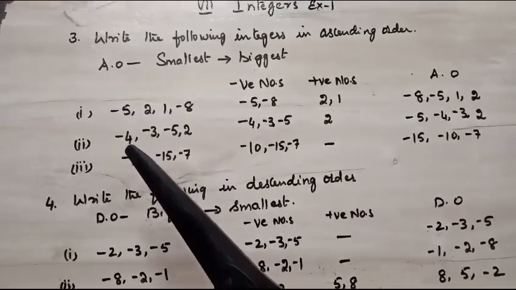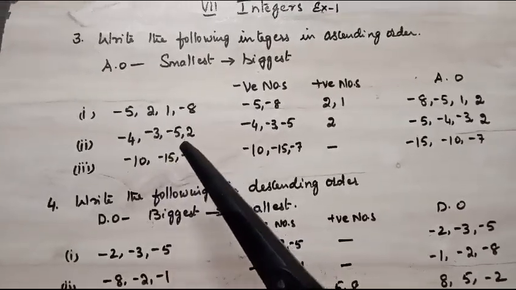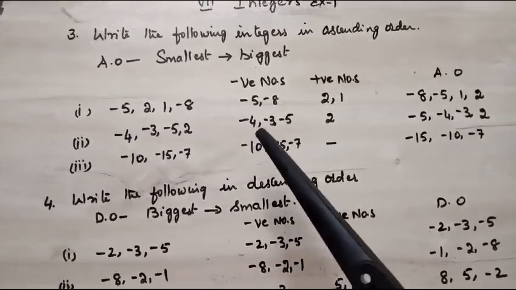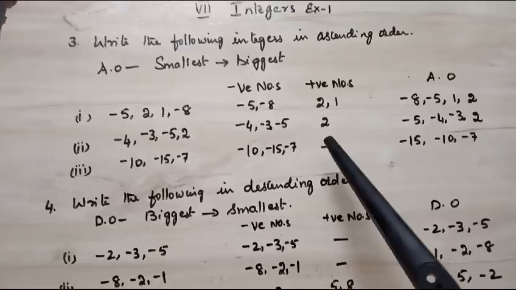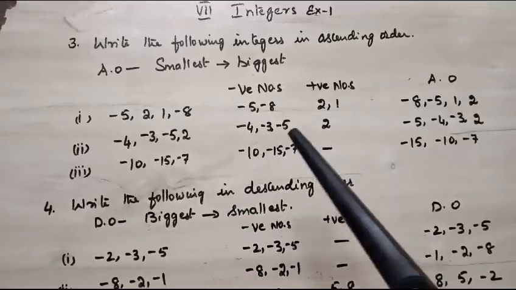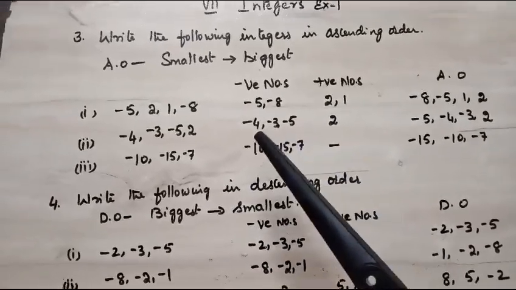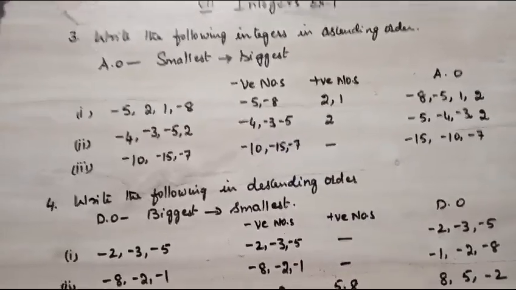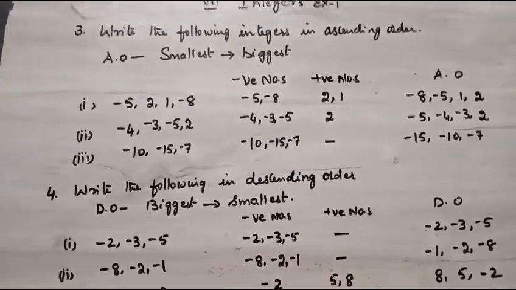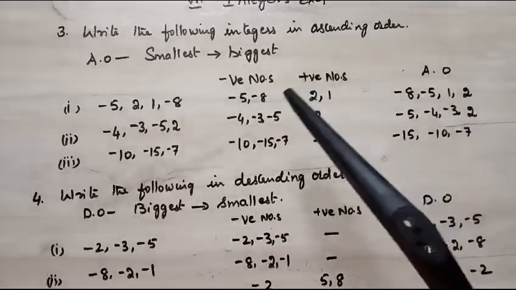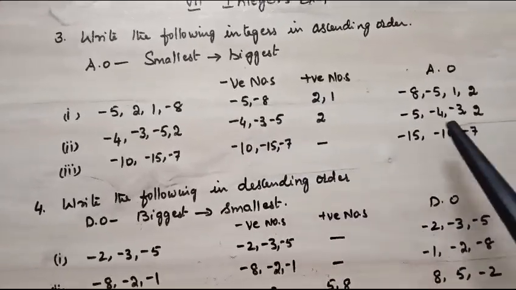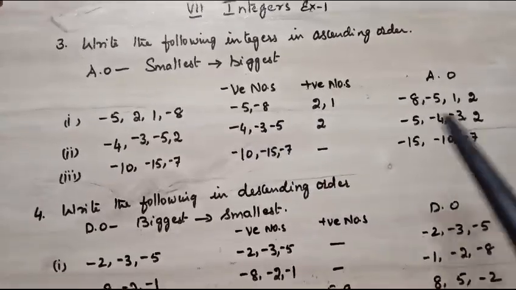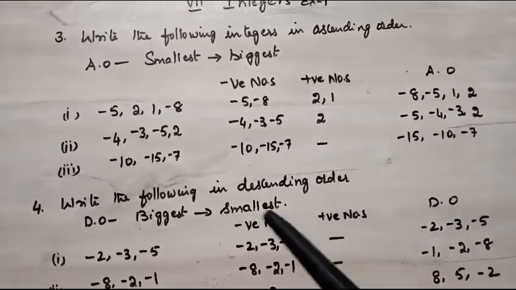Now when you see the next one, -4, -3, -5, 2. So the negative values are -4, -3, -5, and the positive value is 2. So in these negative values, first what do you have to write? The smallest one. What is the smallest one, children, here? The smallest one is -5. So that I have written. Next goes -4, next goes -3, next goes 2.